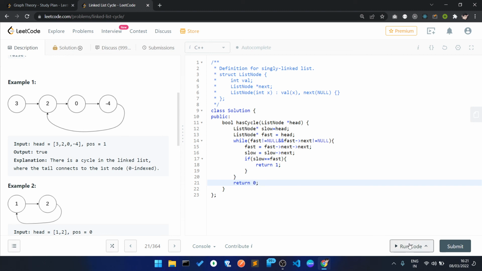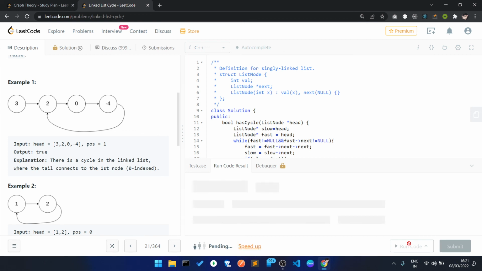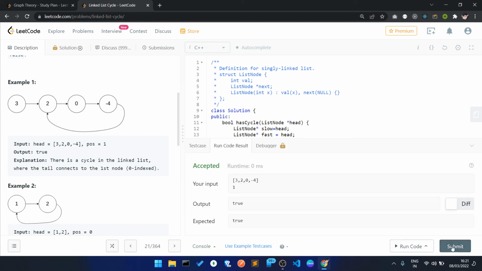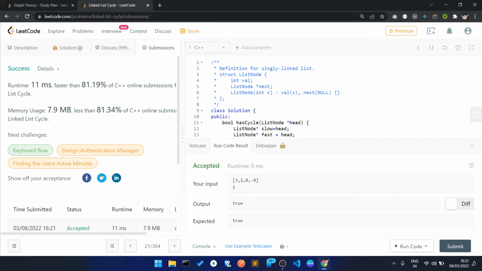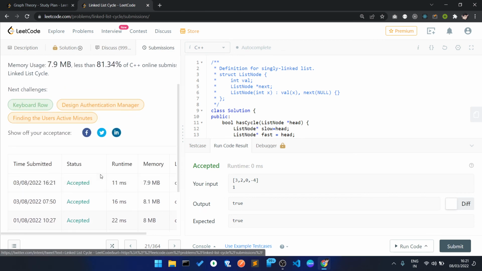So let's run this code, guys, and it's accepted. Let's submit this code, guys, and it's accepted.